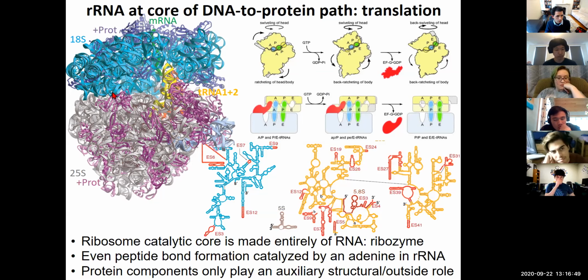And the structure of the ribosome was solved a few years ago, and it was truly a breakthrough in showing that the catalytic core is entirely made of RNA. Yes, there's a lot of proteins that are playing auxiliary roles, and you can see them here in color. But in gray and this light cyan, you basically have only RNA carrying out all of the catalytic reactions of the ribosome.